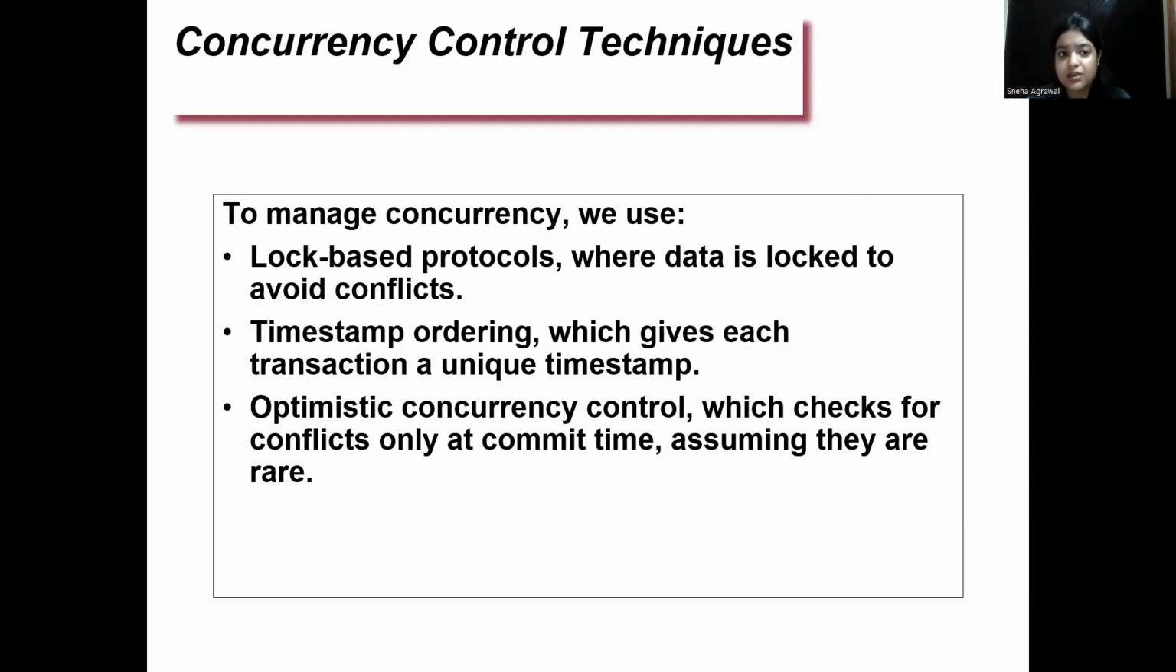Now there are several concurrency control techniques. To manage concurrency, there are several techniques that have been developed. First is log-based protocols. So here we use logs, where data is logged to avoid conflicts. Timestamp ordering means it gives each transaction a unique timestamp, and only at its particular timestamp would that transaction get executed. Optimistic concurrency control checks for conflicts only at commit time, assuming they are rare.